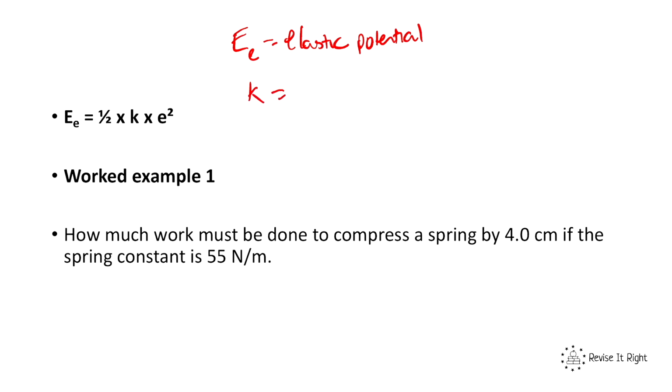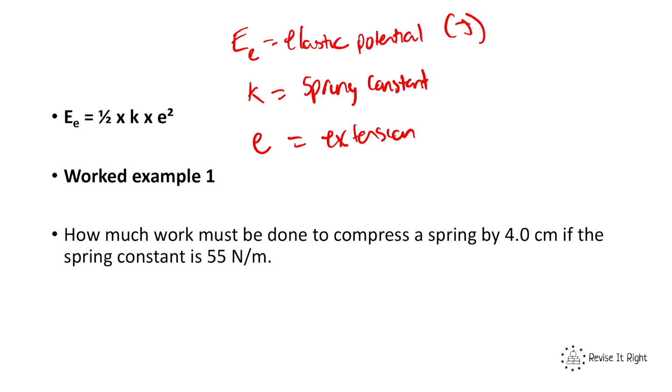K refers to the spring constant, and this measures how difficult it is to compress or stretch a spring. The larger the spring constant, the more difficult it is to compress or stretch. And E stands for extension. Now elastic potential is obviously an energy, so it's measured in joules. The spring constant is measured in newtons per meter, and the extension is measured in meters.